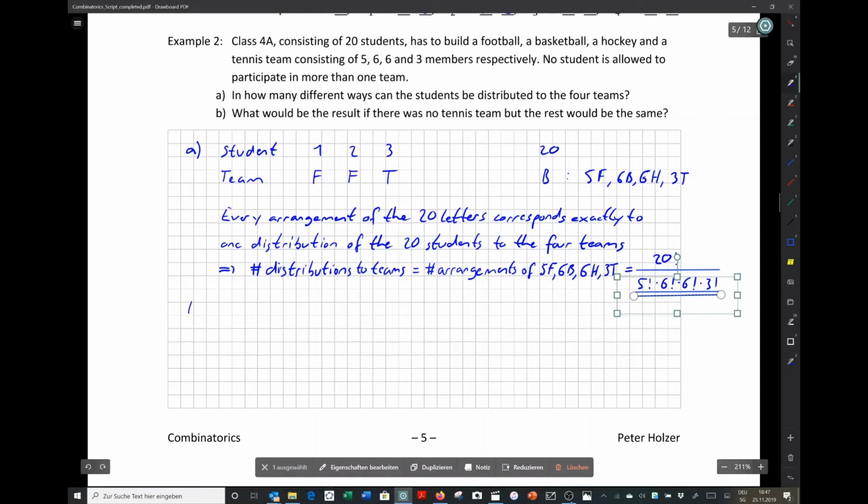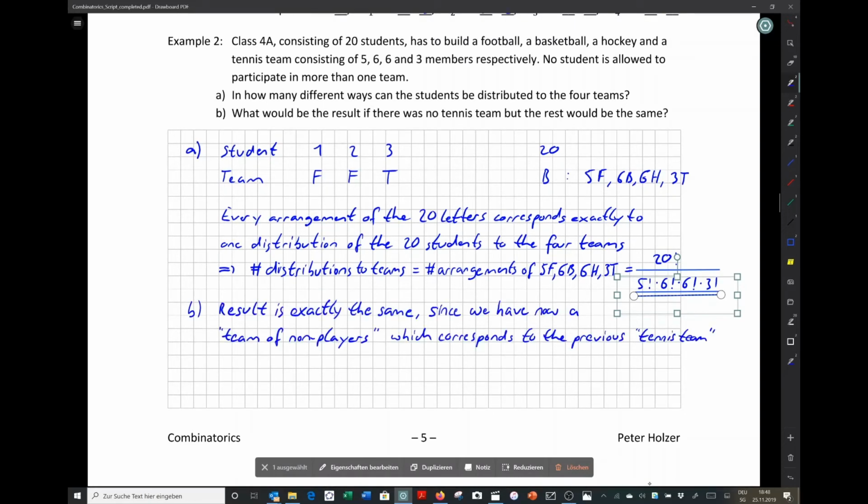Well, the result is exactly the same. Why is this the case? We have now 3 students that will not participate. They sort of build a team of non-players. And that's the same as the 3 that before would play tennis. So whether they play tennis or they don't play at all, it makes no difference for the total number of distributions.